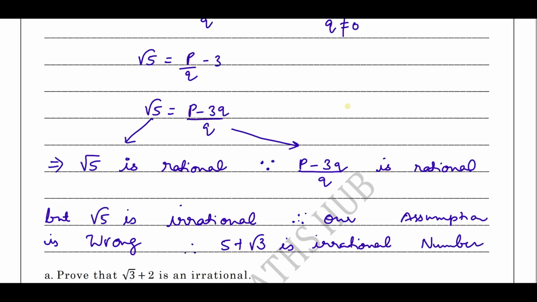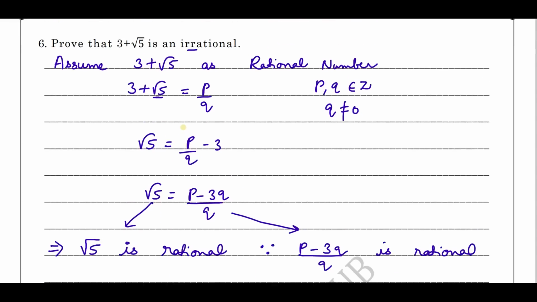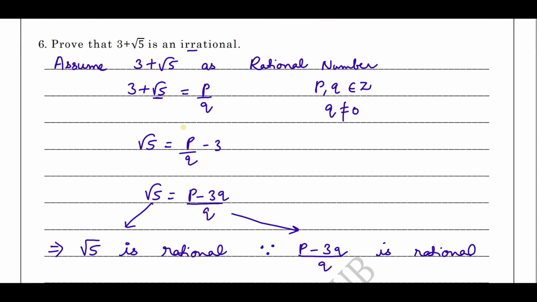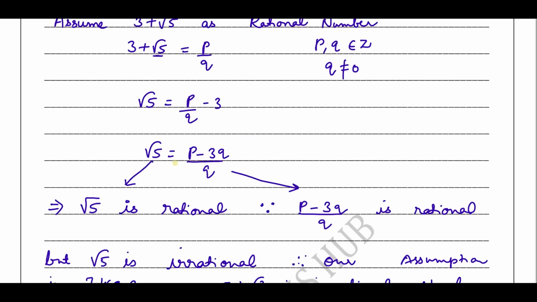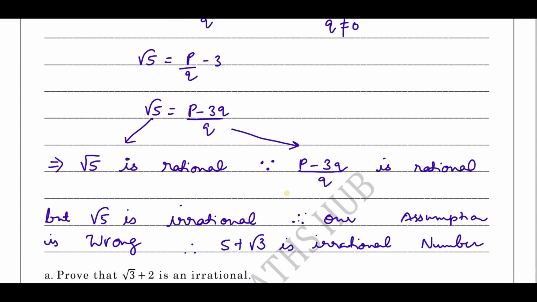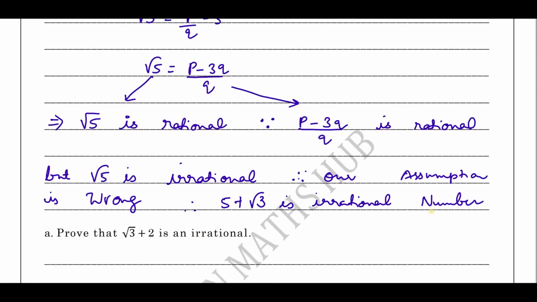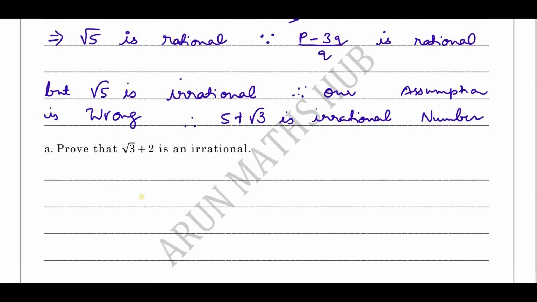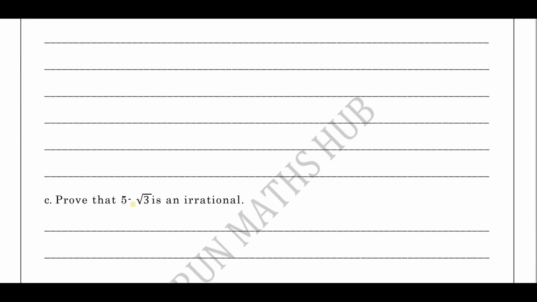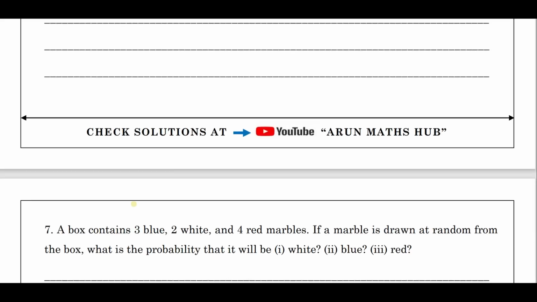Dear students, hopefully you are understanding. You are able to understand. First, you should assume it as what? Rational number. A rational number is of the form p by q. Write down the condition. There itself you will get half or 1 mark. And after simplification, root 5 is rational because p minus 3q by q is rational. But root 5 is irrational, right? Therefore, whatever we have assumed is wrong. If it is not a rational number, obviously it is an irrational number. Few similar questions for your practice. Do try to solve all these questions.